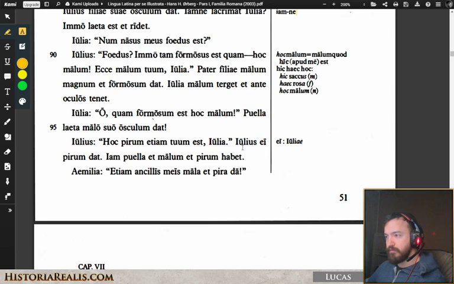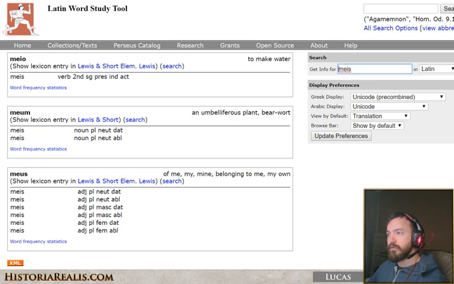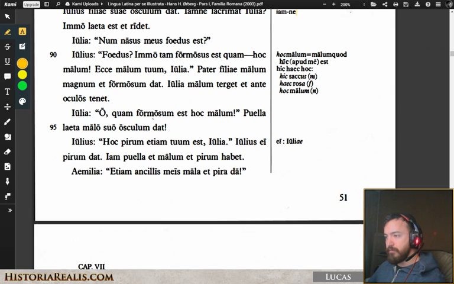Julius pirum dat. Julius gives her a pear. Iam puella et malum et pirum habet. Now the girl has an apple and a pear. Aemilia: Etiam ancillis meis mala et pira da. Etiam was also. Ancillis is the female slaves. Meis could be mine, belonging to me. So Aemilia is saying, also give my slaves a pear and an apple.